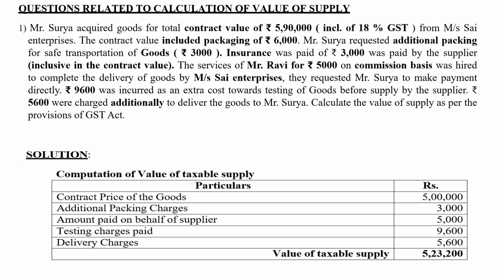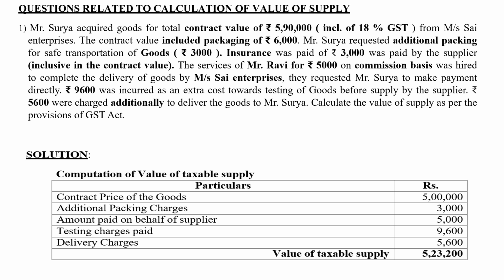The service of Mr. Ravi for 5,000 on commission basis was hired to complete the delivery of goods by Sai Enterprises. Okay, so this is the additional charge paid, so we are going to take this. They requested Mr. Surya to make the payment directly. Rupees 9,600 was incurred as an extra cost toward testing of the goods. So for testing of the goods, extra charges were applied, and that is 9,600. So we are going to consider this.